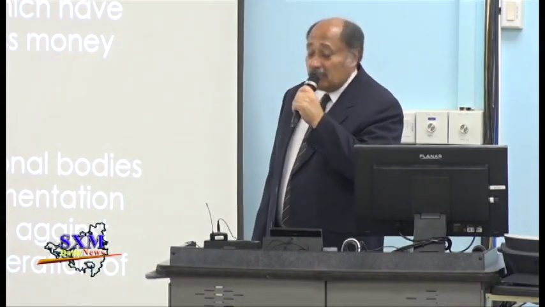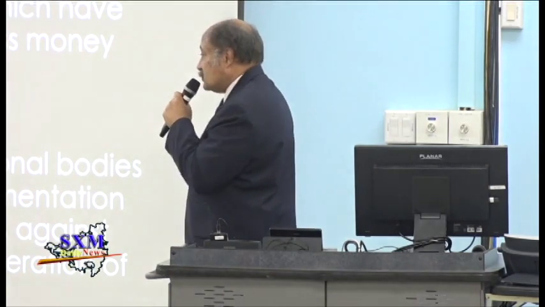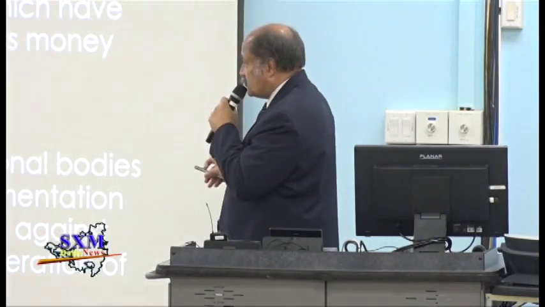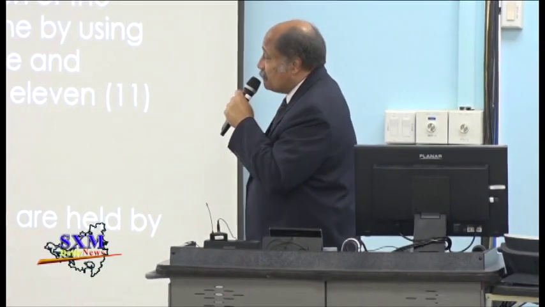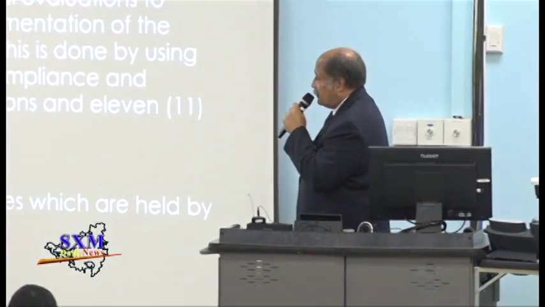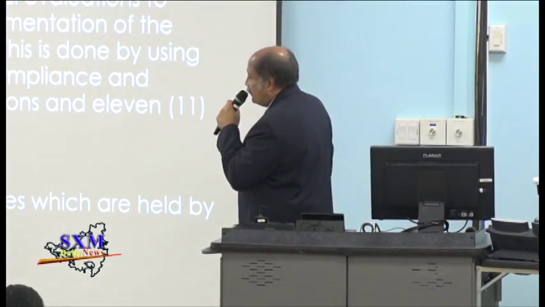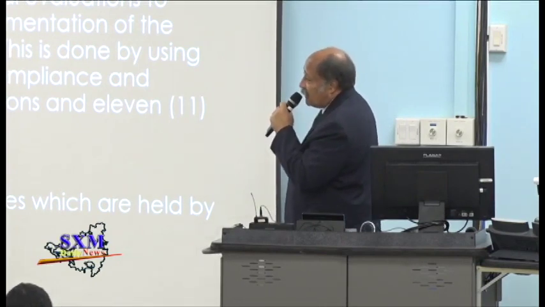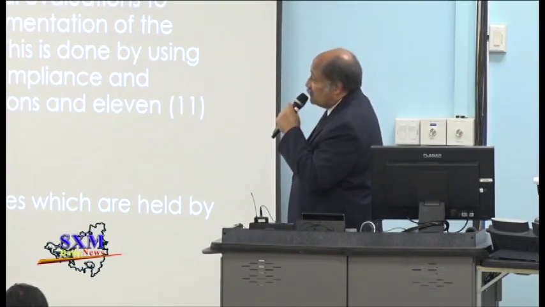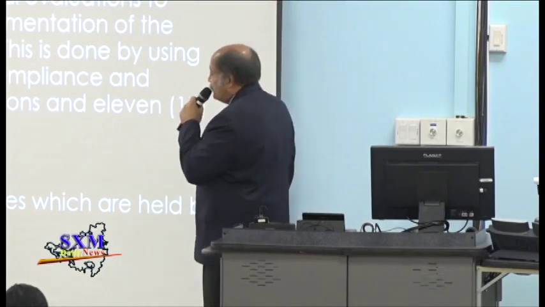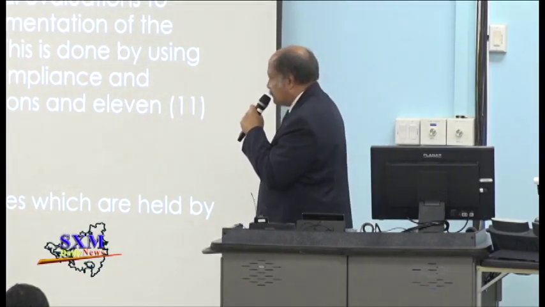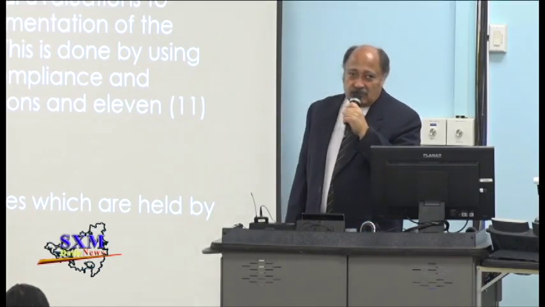The main objective is to achieve effective implementation and compliance with the 40 FATF recommendations against money laundering, terrorist financing, and financing of proliferation of weapons of mass destruction. The main way it does this is through conducting mutual evaluations of its members. A mutual evaluation is a process where assessors visit the country and, using information provided by the country, assess the level of compliance and effective implementation of the 40 recommendations. This is done using what is called the FATF methodology.